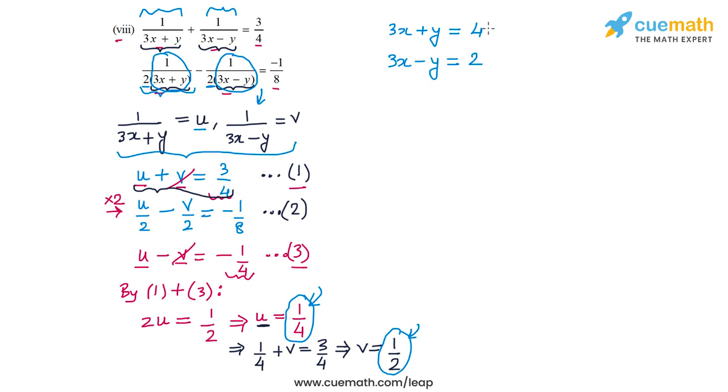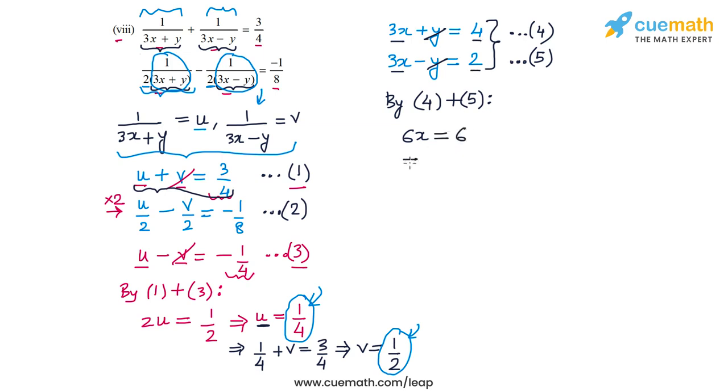So now we have a pair of linear equations in x and y. Solving them will give us the values of x and y, and to solve them we can simply add these two equations. So let's call this equation 4 and let's call this equation 5. So let me do 4 plus 5, because that will eliminate the variable y. So on the LHS I will get 3x plus 3x, so that's 6x, and the y terms will cancel, and on the RHS I will get 4 plus 2, that's 6. So 6x is equal to 6, or x is equal to 1.